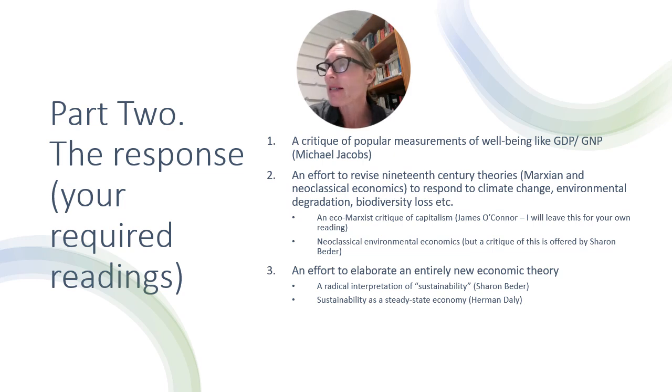So in first place, a first response is a critique of popular measurements of well-being, like GDP, gross domestic product, or gross national product. And this you'll find in the work of Michael Jacobs, the first text that you're required to read for today. And the second response is an effort to revise 19th century theories, Marxian and neoclassical economics, to respond to climate change, to environmental degradation, to biodiversity loss.